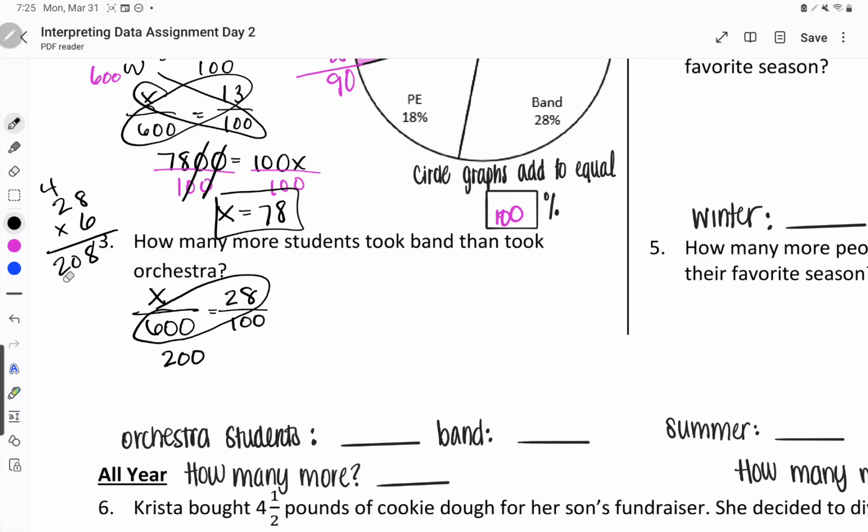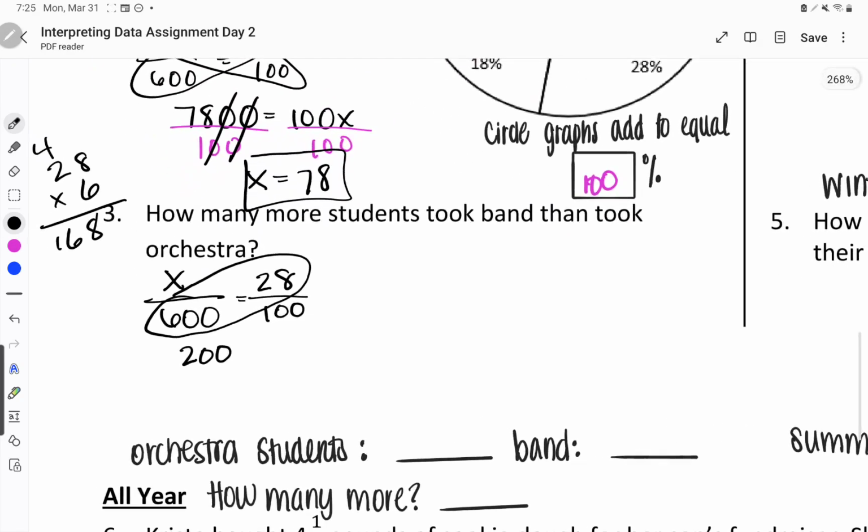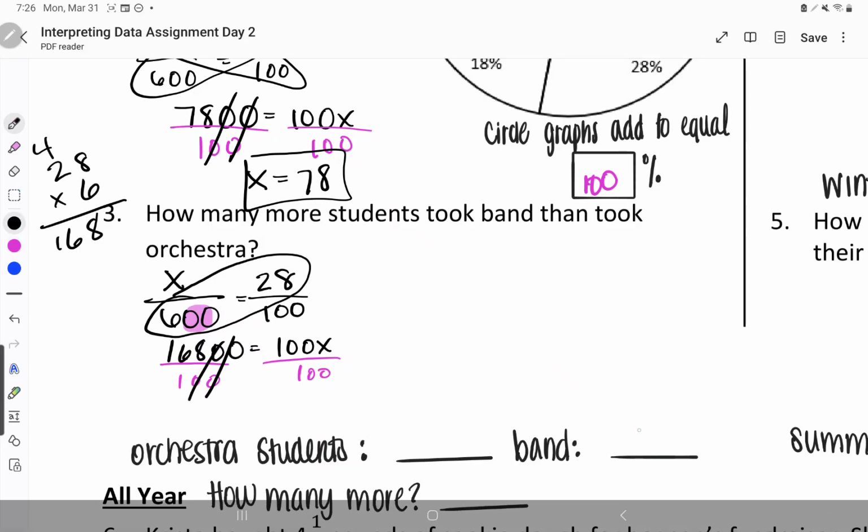That is not true. It gives me 168. Sorry. And then I just tack on these two little zeros that are right here. And that gives me 100x over here. Divide both sides by 100. And this equals 168 kids that took band.